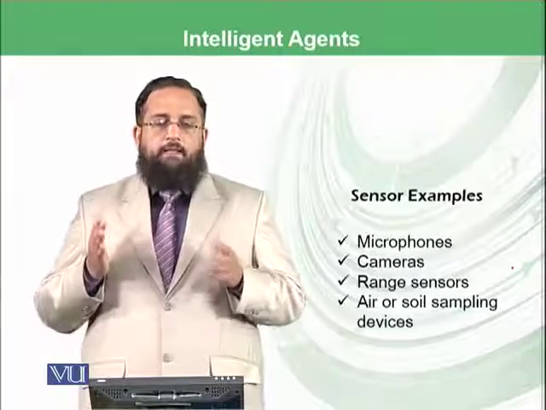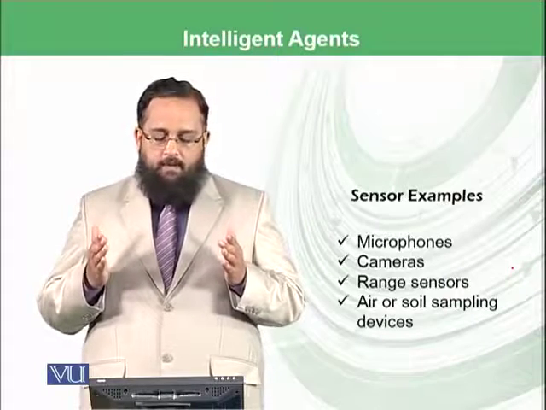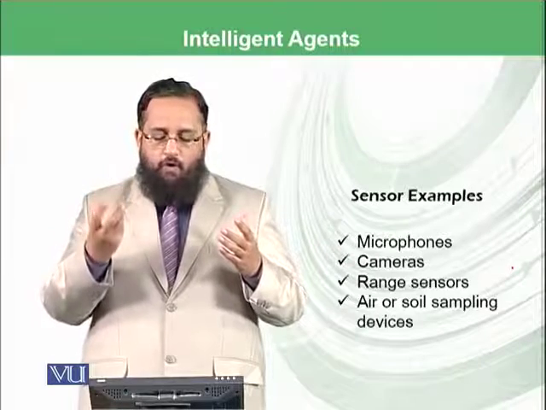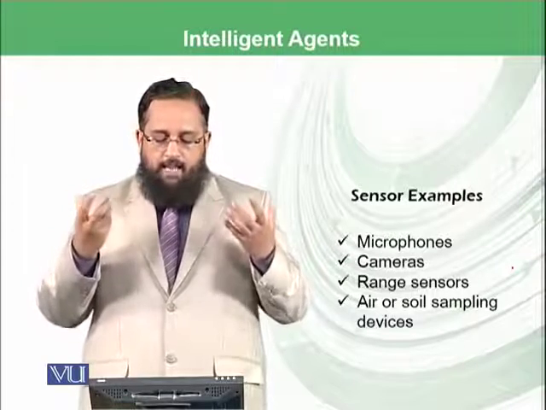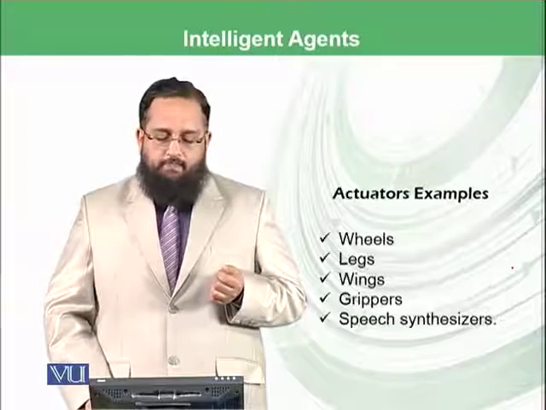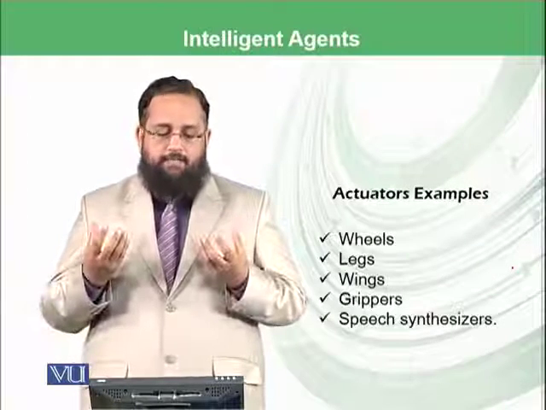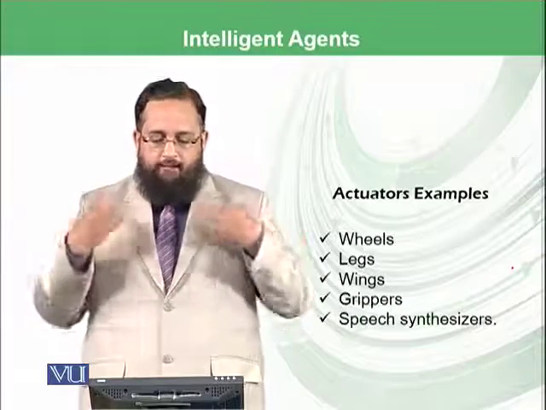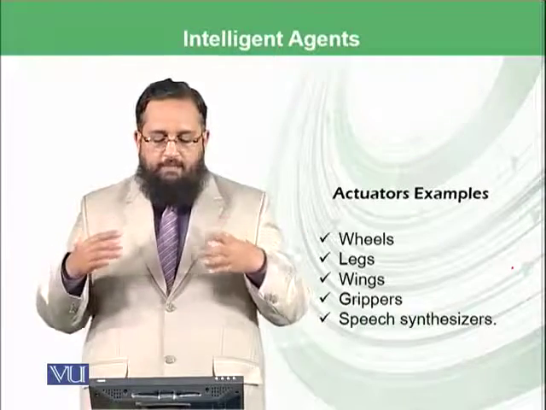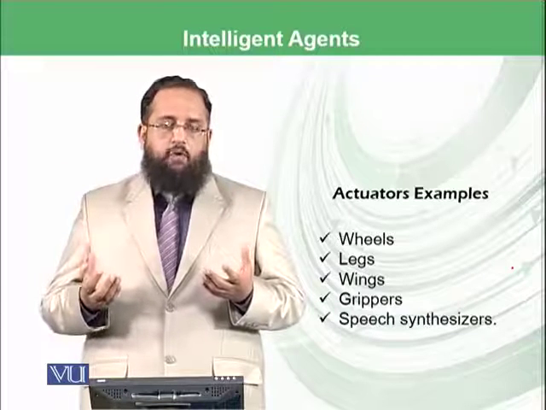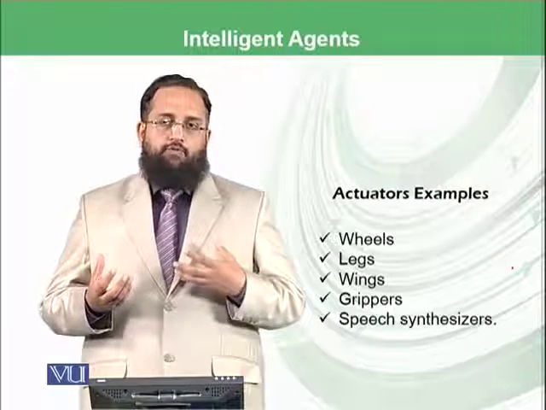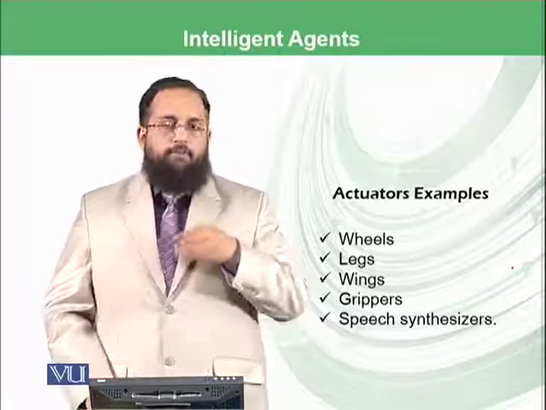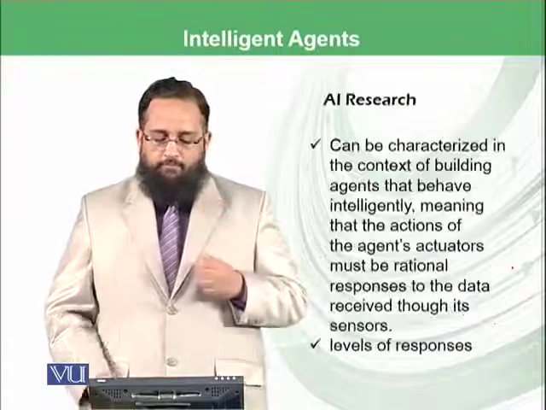For example, the examples of sensors are microphones. So agents can use microphones to record, cameras, rain sensors, air or soil sampling devices, and they have actuators like wheels. They have wheels, they have legs, they have wings, they have grippers, and they have speech synthesizers. So all of those kinds of things are called actuators, from which they can make an effect, or from which they can respond or behave.